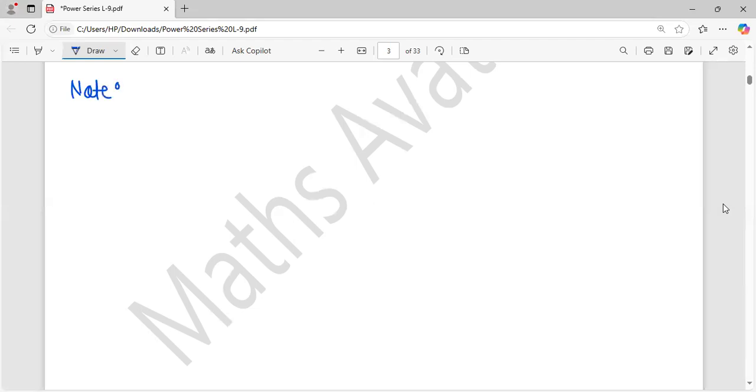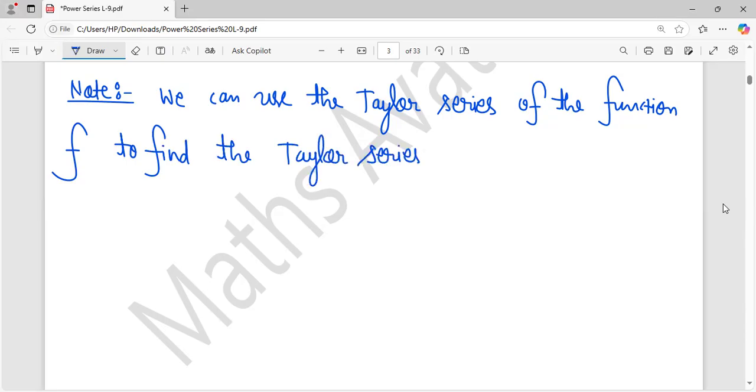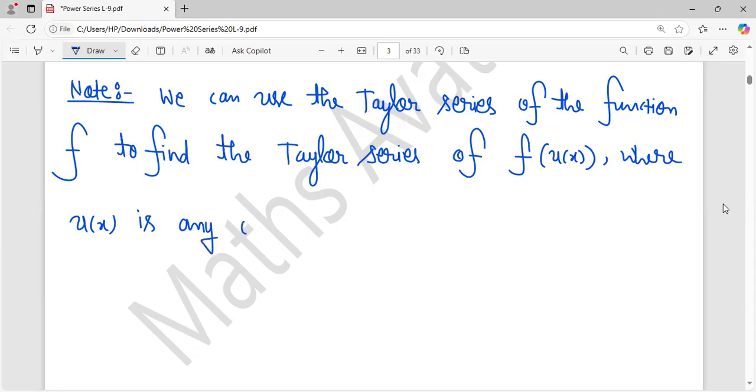Now we can use the Taylor series of the function f to find the Taylor series of f of u(x), where u(x) is any continuous function.